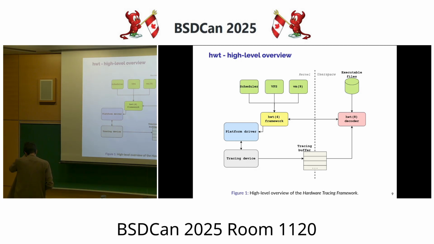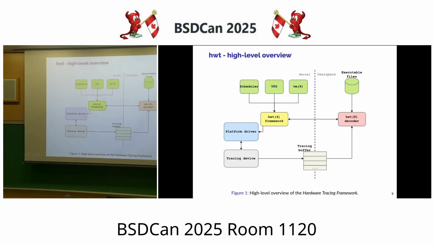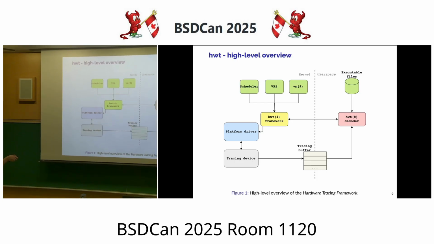This is a high-level component diagram of the whole system, if you will. On the left-hand side, we have the kernel space components. On the right-hand side, we have the user space components, or just the decoder, in essence. The actual framework sits between platform drivers or tracing devices and the rest of the kernel. And as I said, the framework is tasked with creating and managing tracing sessions and multiplexing access to the underlying tracing devices.